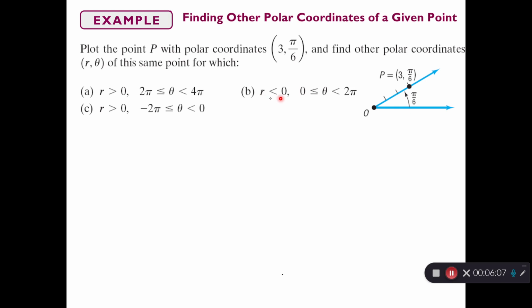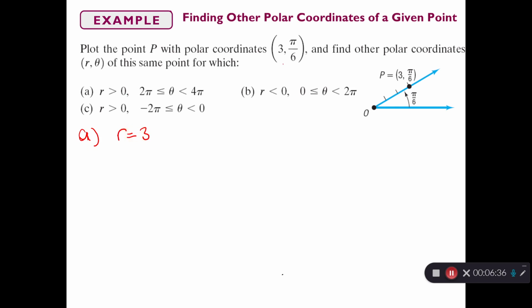For B, it says r is less than 0, theta is between 0 and 2 pi. For C, it's r is greater than 0, but theta is between negative 2 pi and 0. All right, so what are we going to do? Well, for A and C, we have a positive r. So for example, for A, r is still going to equal 3.